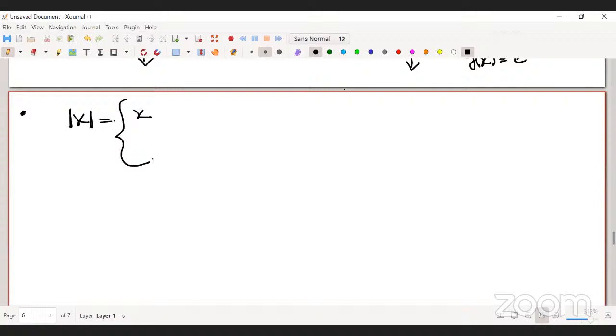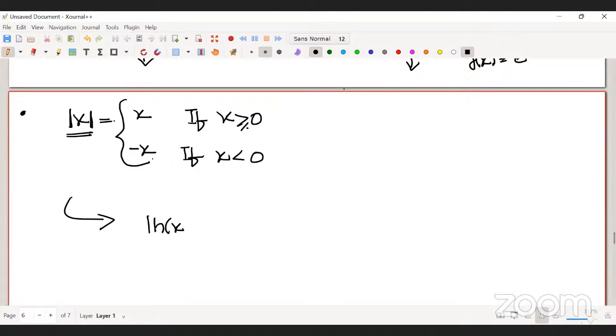No, first you have to remember the definition. See, mod of x is basically x if x is greater than 0, right? And it is minus x if x is negative, less than 0. So this is how we define modulus. Now, modulus can come with something else. Instead of x, it can come with some different function h of x.